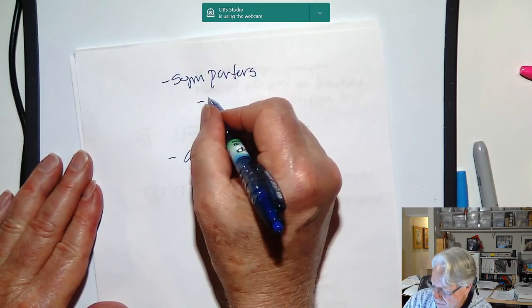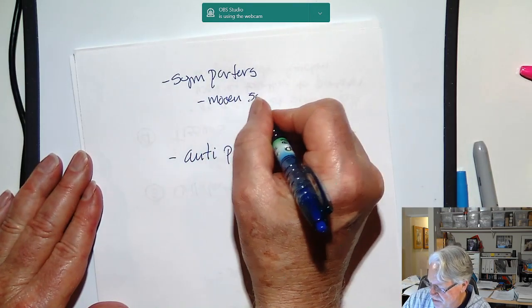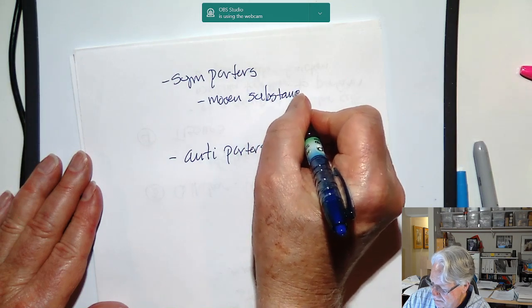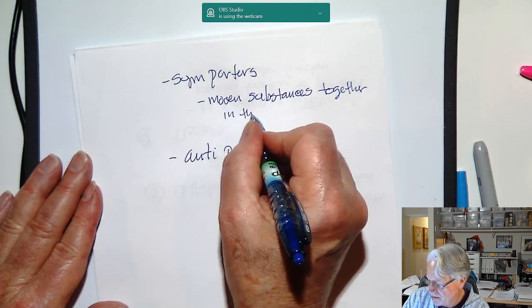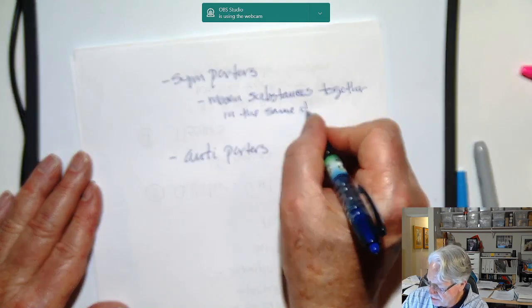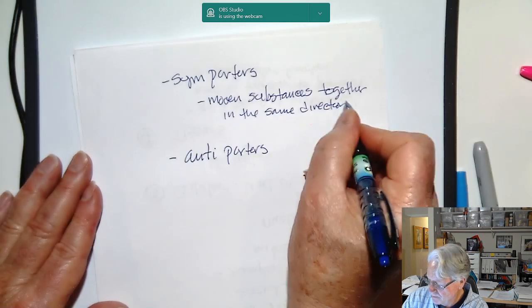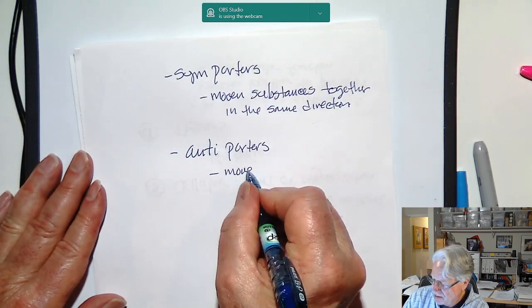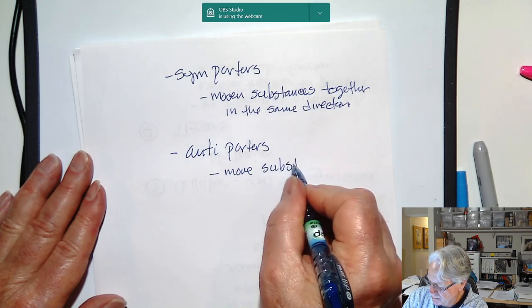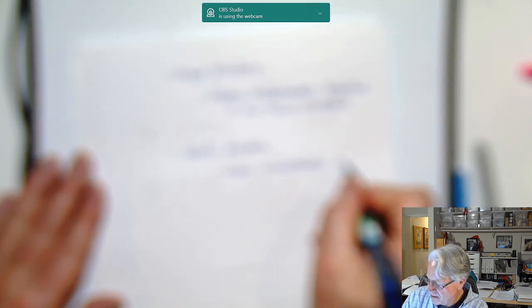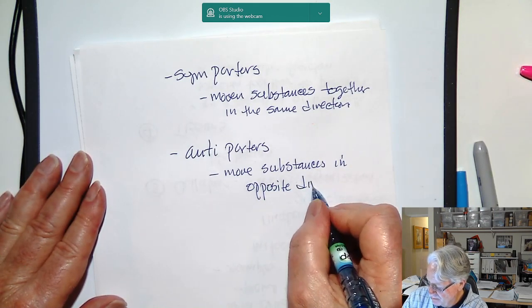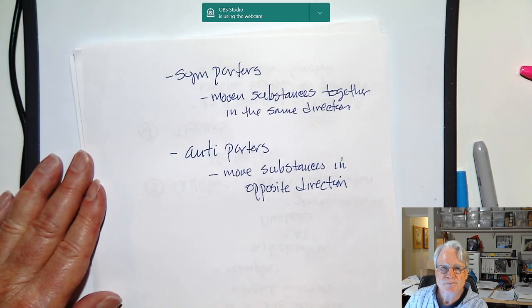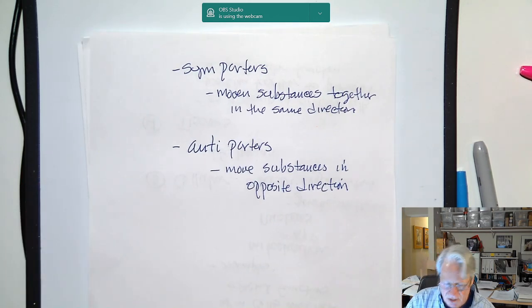So coming back then, a very simple definition. Symporters move substances together in the same direction. Antiporters move substances in the opposite direction. Okay. Woohoo! Almost done.